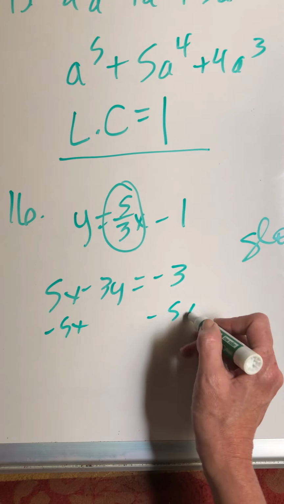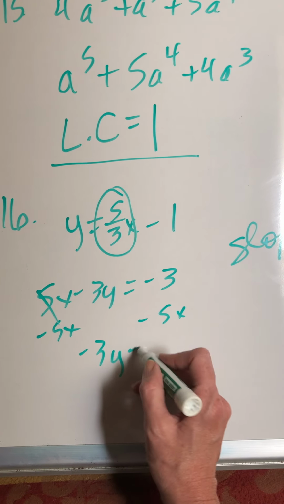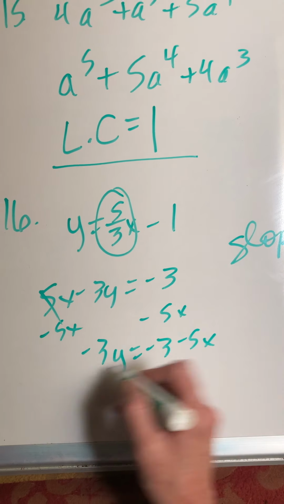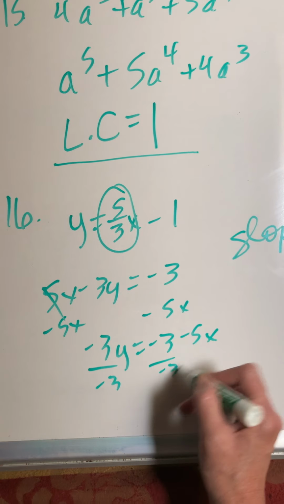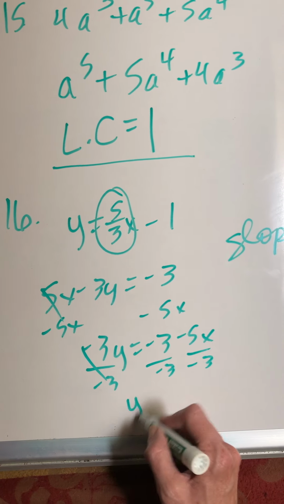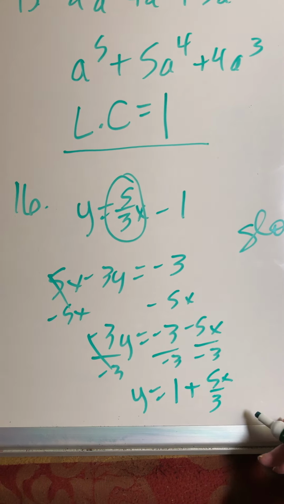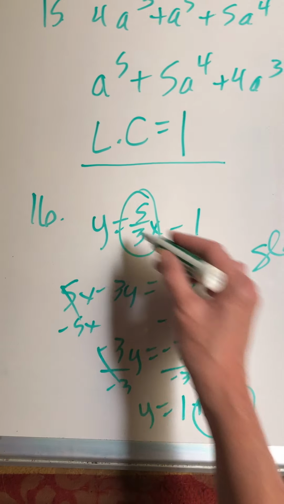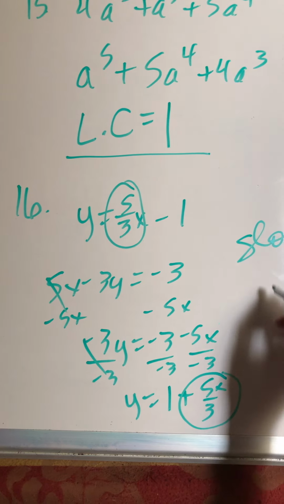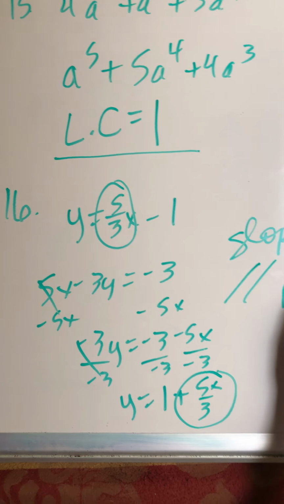So we go ahead and we subtract 5x. We need to get y by itself. We divide everything by negative 3, so y equals 1 plus 5x over 3. Now here's my slope. Parallel lines have the same slope, so yes, these are parallel.